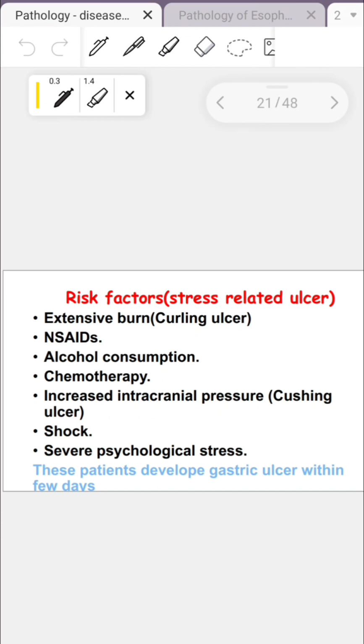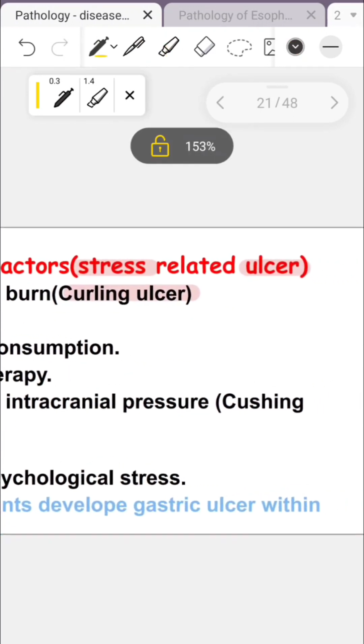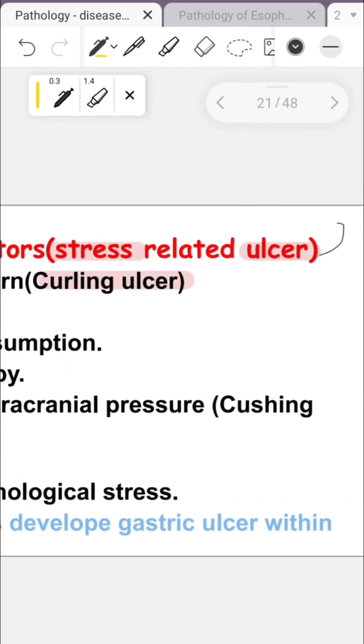Extensive burn: we call the gastric ulcer in this case a Curling ulcer. In case of severe burn, what will happen? Hypovolemic shock happens. Don't fall asleep. Extensive burn is associated with hypovolemic shock.